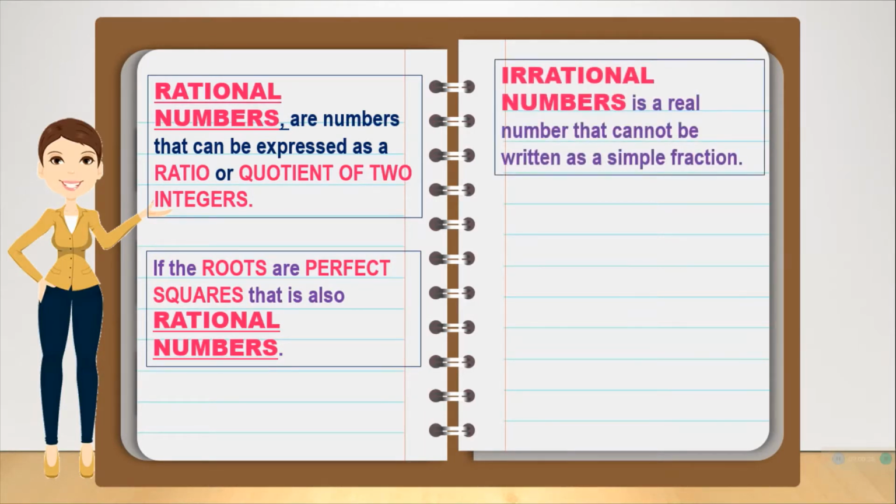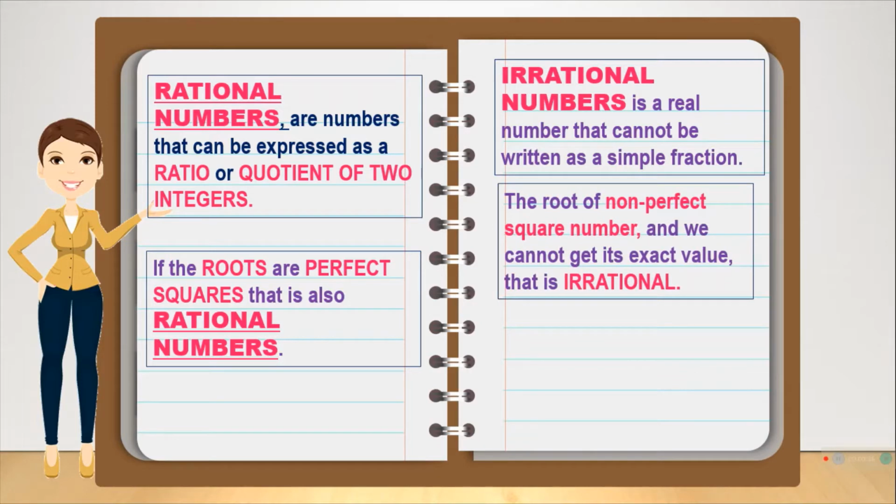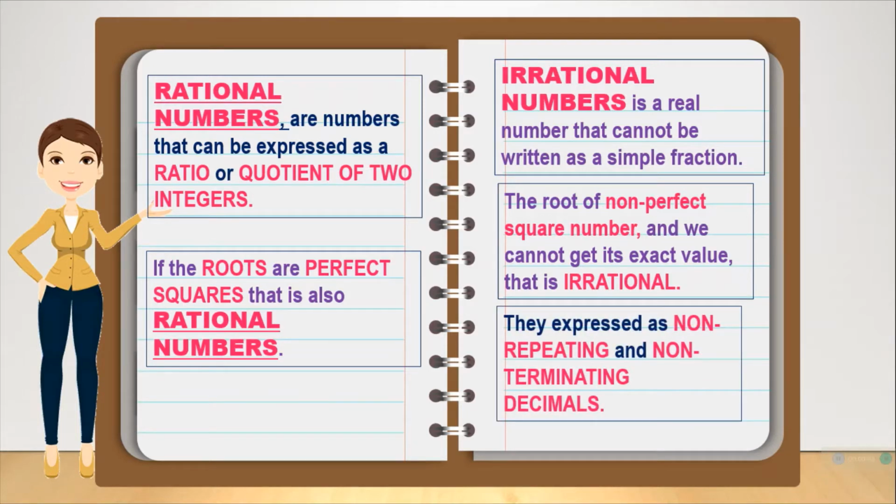Irrational numbers is a real number that cannot be written as a simple fraction, the root of non-perfect square, and we cannot get its exact value. That is also irrational. They are expressed as non-repeating and non-terminating decimal.